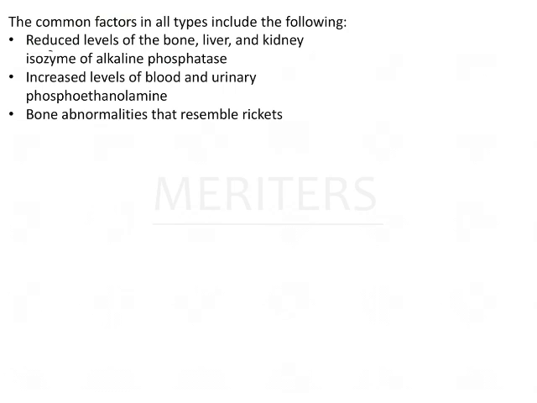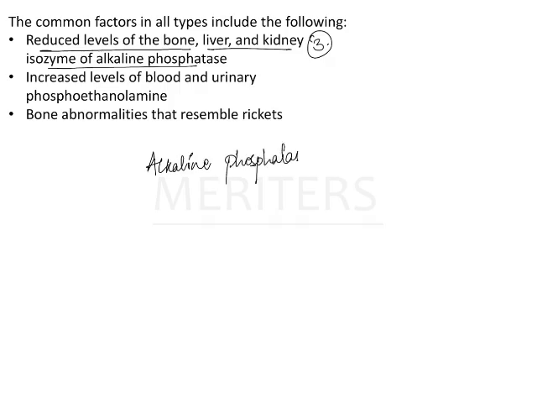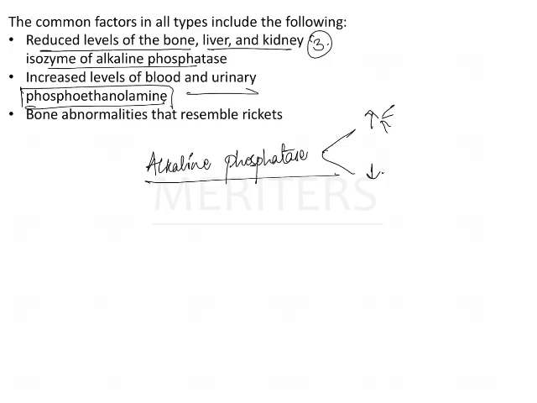The common factors in all types include the following: reduced levels of bone, liver, and kidney isozyme of alkaline phosphatase. Alkaline phosphatase is a very important enzyme, and we need to know in which conditions it is increased and in which it is decreased. So as students, you need to know the different conditions where it is increased, there are about 5 or 6 of them, and in which conditions it is decreased. Another key point: increased levels of blood and urine phosphoethanolamine, and bone abnormalities that resemble rickets.